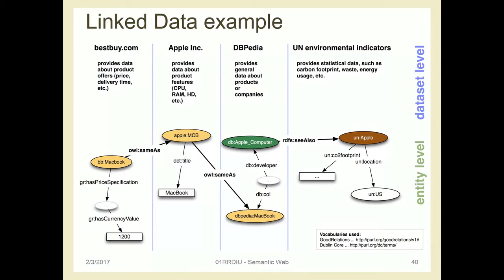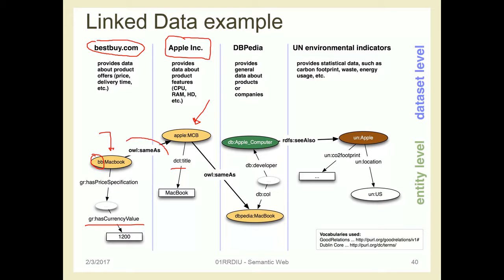This is another example that speaks about the MacBook. There is a service, bestbuy.com, that provides data about product offers. It has its own namespace, BB, talks about MacBook, and says that its current value is $1,200. But of course, a resource called MacBook or something similar is in the Apple data set. Apple provides data about the product from the technical point of view. For example, it says what the title is, and much more information that is not shown here.